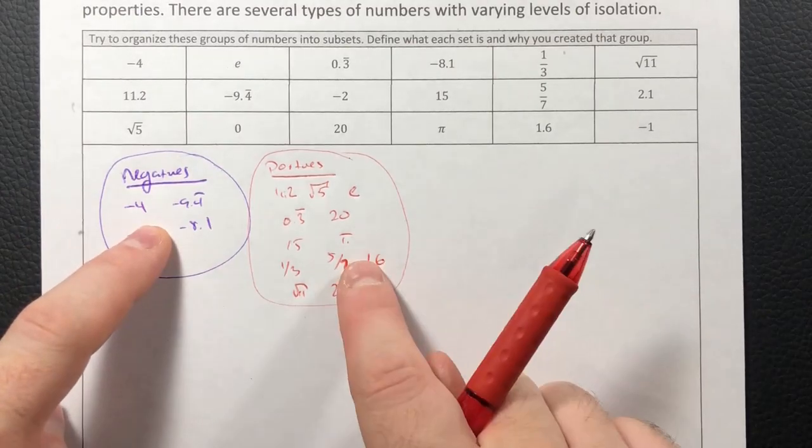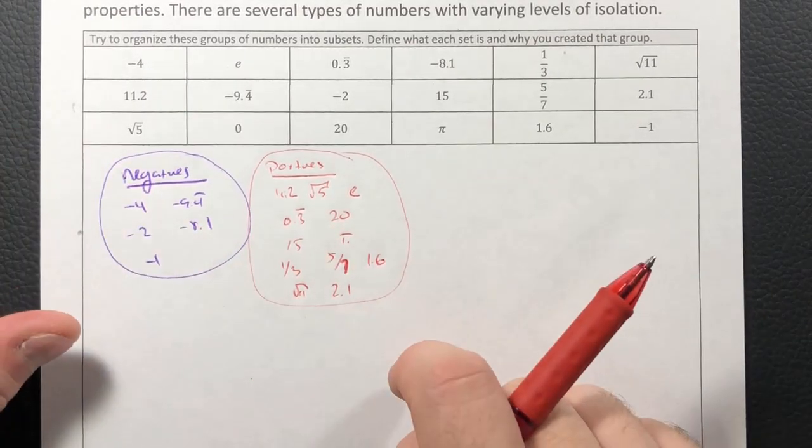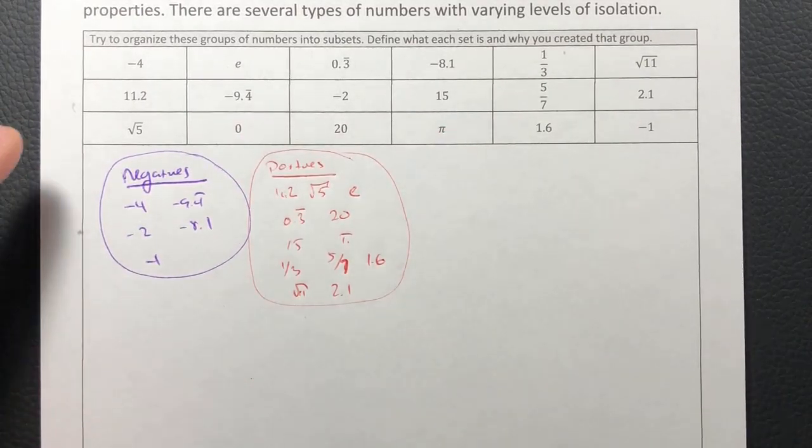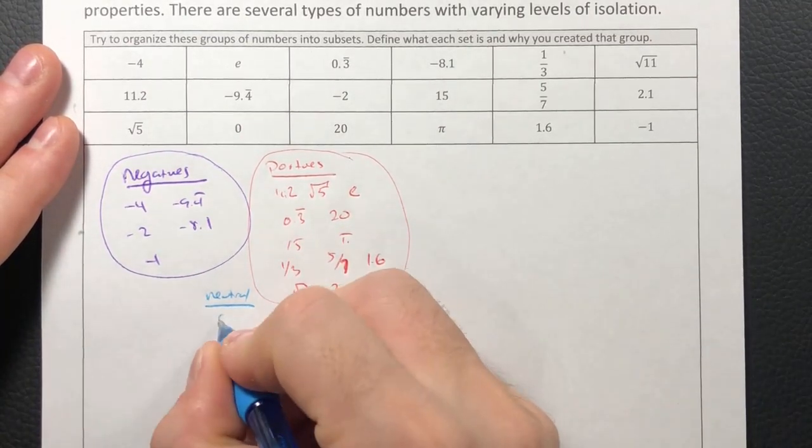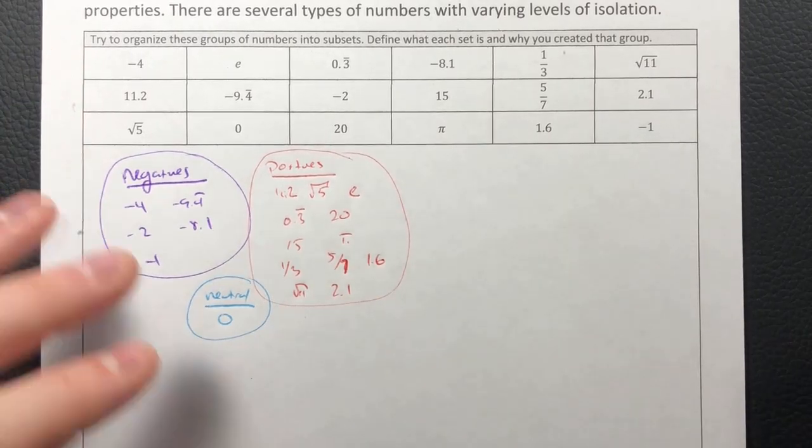And we notice how neither one of these subsets have anything in common. I could also have my neutral numbers. Let's call these neutral. And that would be 0. And here's my neutral set of numbers.